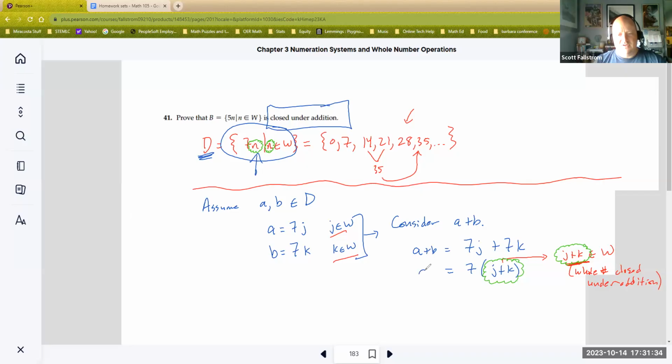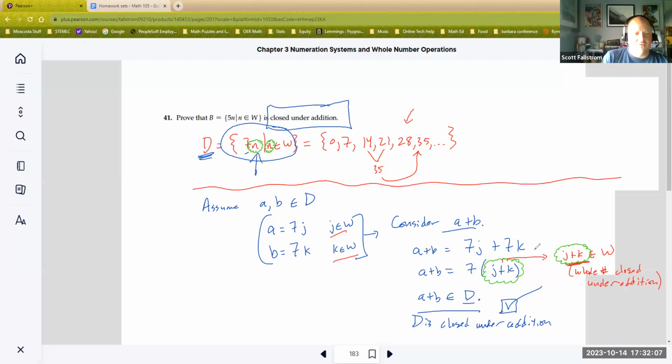So what I can conclude is, since that's what A plus B is equal to, A plus B is an element of your set D. Why? Because everything in set D looks like 7 times some whole number, and you just proved that. So we picked two things to start with, we added them together, and we showed that the sum has to be in our set. Therefore, D is closed under addition. And I can put a nice little check mark there to show that we've done it. All right, there we go.